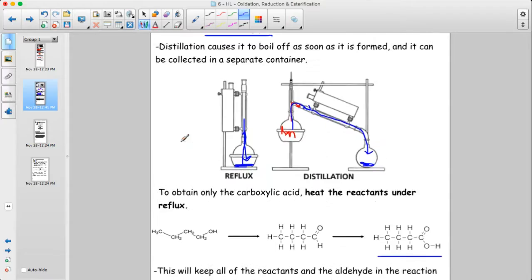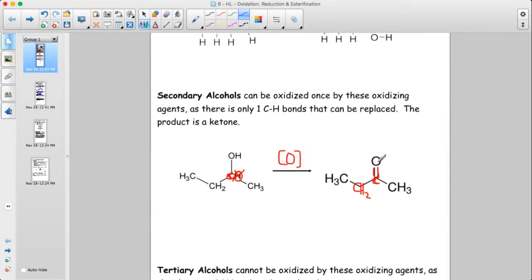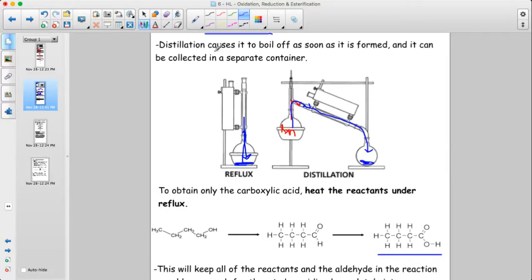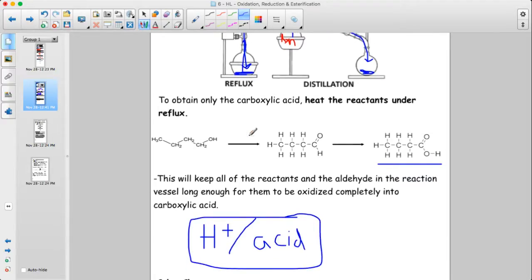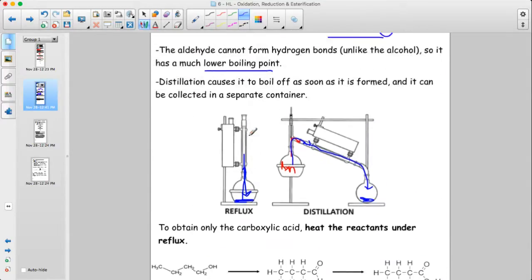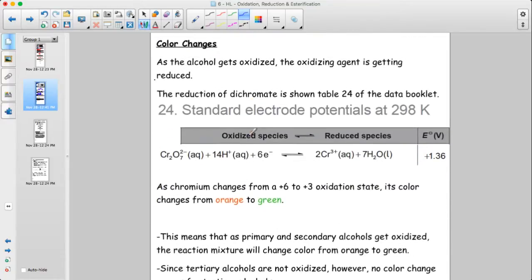The secondary alcohols that we talked about can only form the ketones, but sometimes in order to increase the speed of that, you would probably do it under reflux. That way, it would make sure that all of the secondary alcohol gets turned into the ketone. So reflux might be mentioned in a question related to secondary alcohols as well, but usually these two conditions are just for the primary alcohols to distinguish between the two products.